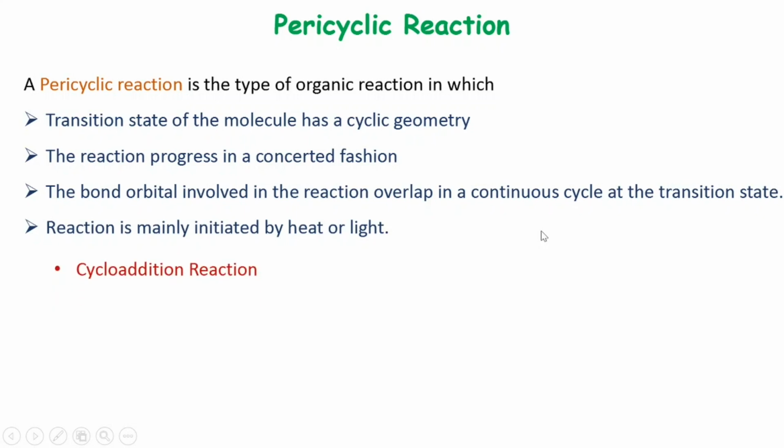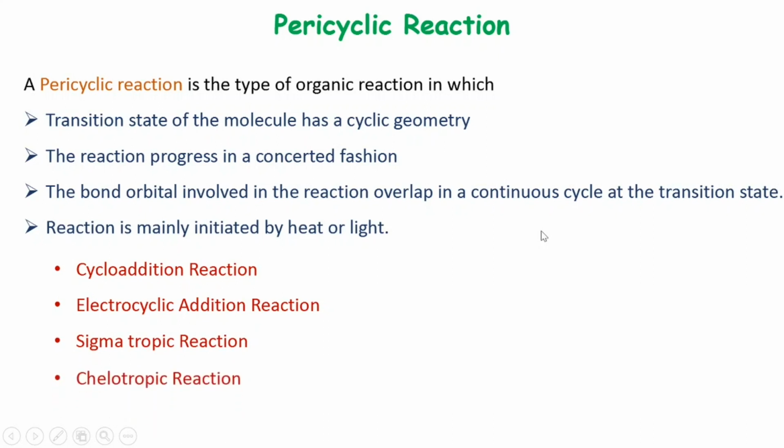The pericyclic reaction is divided into the following types. First one, cycloaddition reaction. Second is electrocyclic reaction. Third is sigmatropic reaction. Fourth is cheletropic reaction. And last one is 1,3 dipolar reaction.